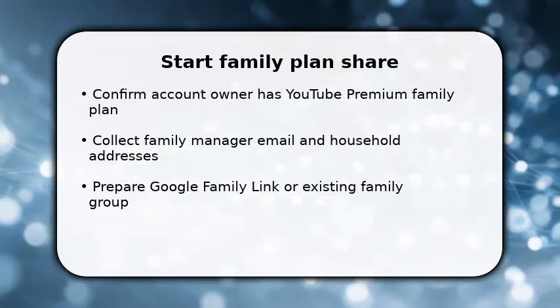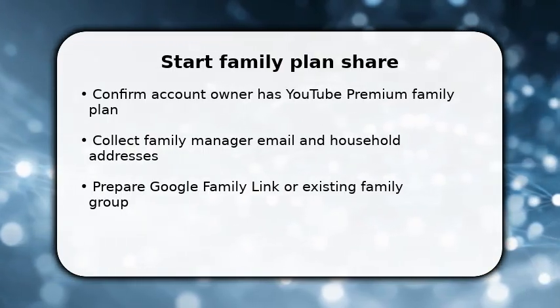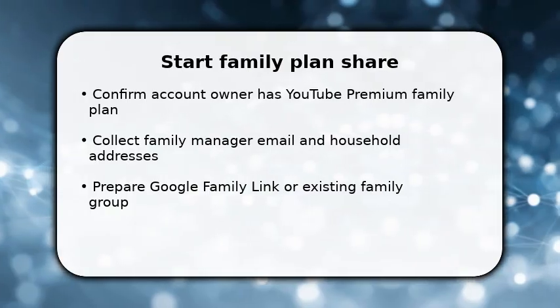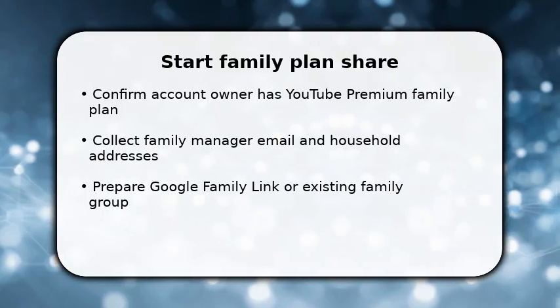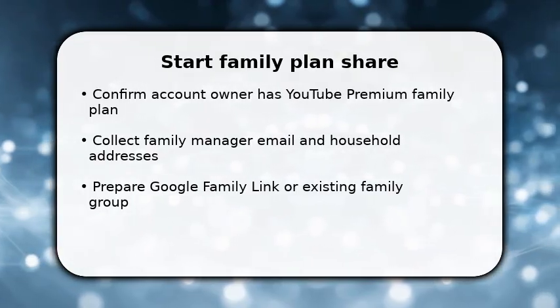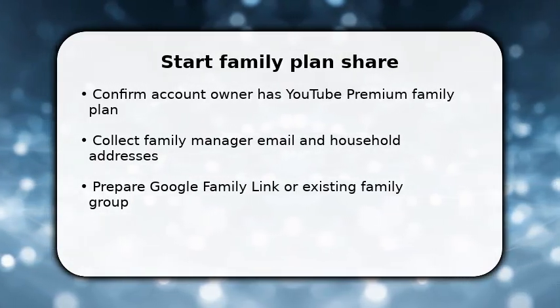Once done, gather the Google emails of people you want to add and make sure they live at the same household address per policy. You should also check if any invitees already belong to another family group, because that will block invitations until they leave their current family.